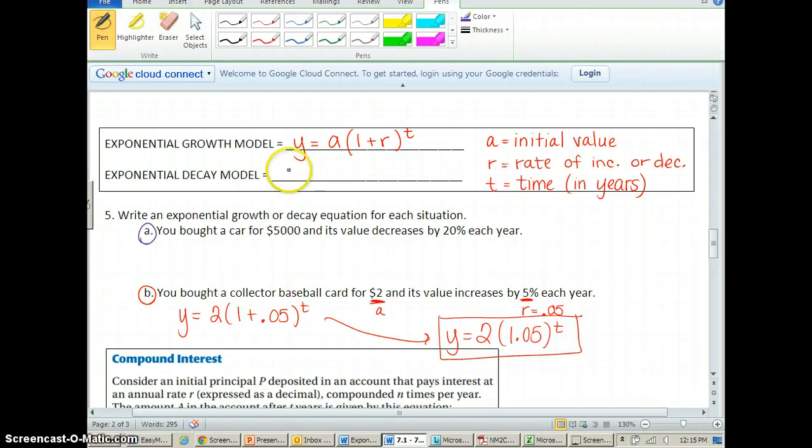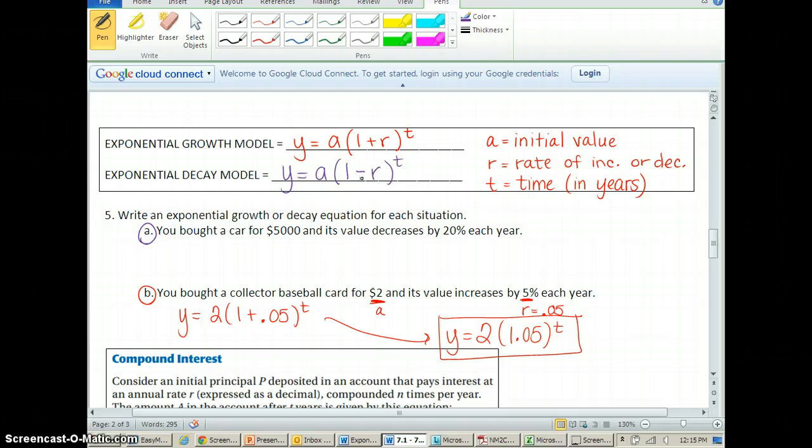And that is why the exponential decay model looks very similar, but it has one difference. You're going to do 1 minus the rate. Remember, if I were to write 100% as a decimal, it would be 1.00. So what we're saying is take 100%, subtract the rate that you're losing, and that's going to leave you with the rate that you're actually keeping.